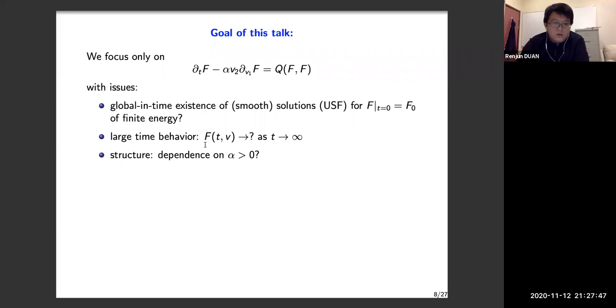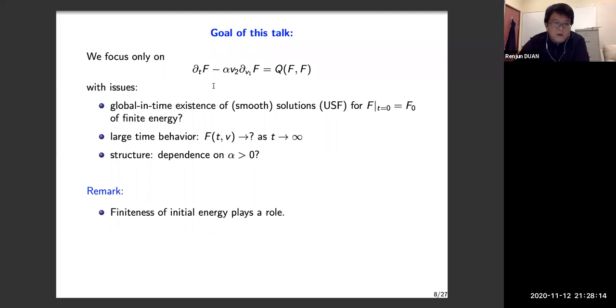And the third issue is to study the dependence of the solution on this shear rate alpha. For instance, if alpha is very, very small, what about if we look at the Taylor expansion of this solution in alpha, what about the coefficient functions in the first few terms?